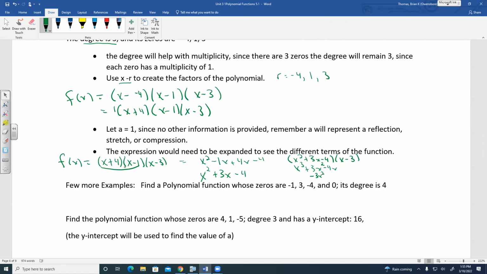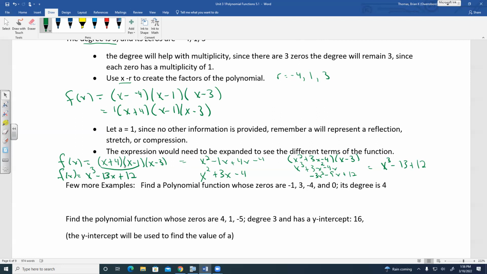-3 times 3x is going to be -9x. And -3 times -4 is going to be plus 12. So if we put that all together, I should have x to the 3rd minus, well, the x squareds cancel out, so minus 13x plus 12. So my function, if I expand it all out, is f of x equals x to the third minus 13x plus 12. So it's not a bad idea to practice that.